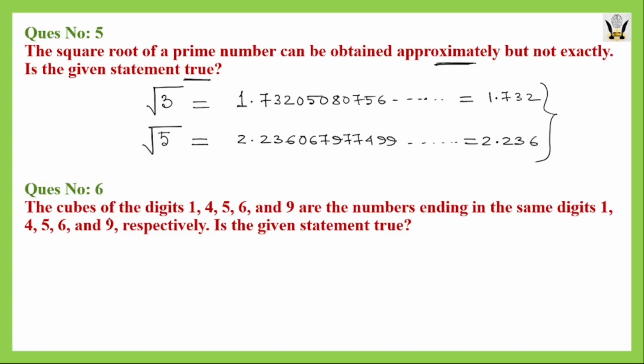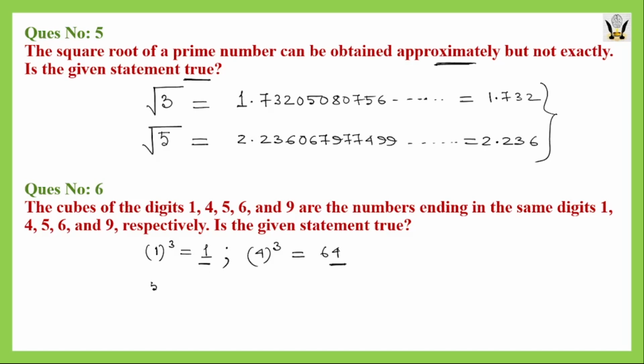Now in the next question, the cubes of the digits 1, 4, 5, 6, 7 are numbers ending in the same digits 1, 4, 5, 6, 7 respectively. This is a statement. Now we have to say whether that statement is true or not. Let's see. If we take 1, and the cube value of 1, we know that will come as 1. Now if we take 4 and its cube value, then 4 4s are 16 and 16 4s are 64. So the units digit of 64 is again 4, and here again it is 1.